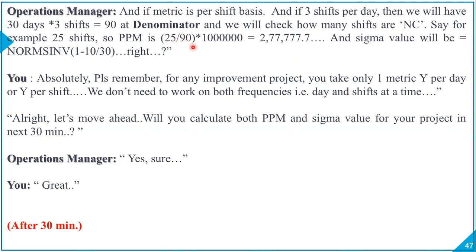So 25 by 90 into 10 lakhs, which is 2,77,777.7, right? Please correct me. And sigma value will be equal to NORMSINV in bracket 1 minus 10 by 30, right?